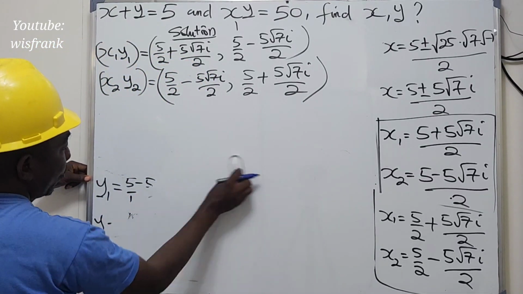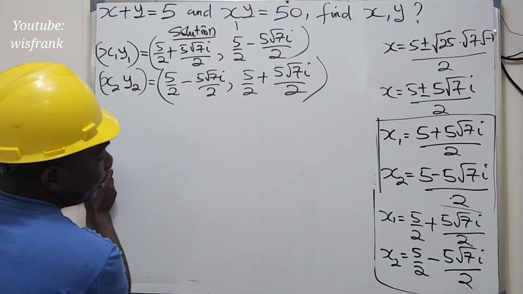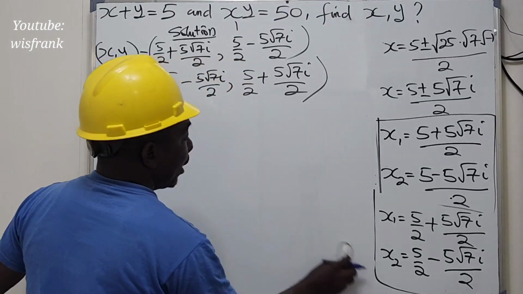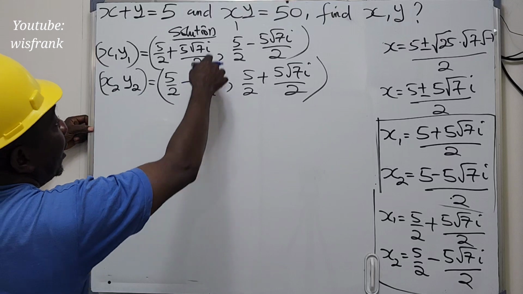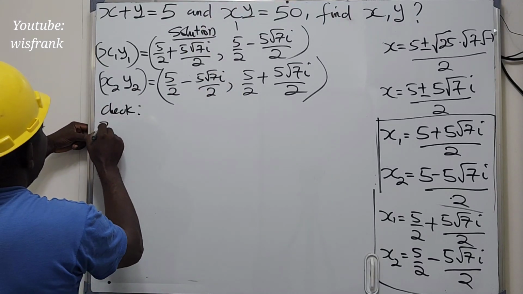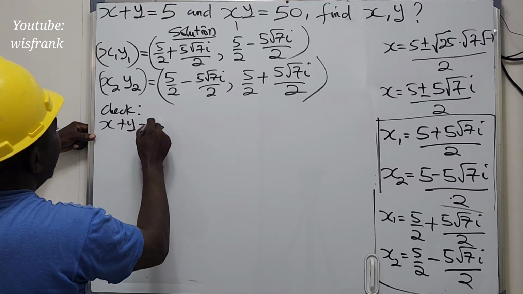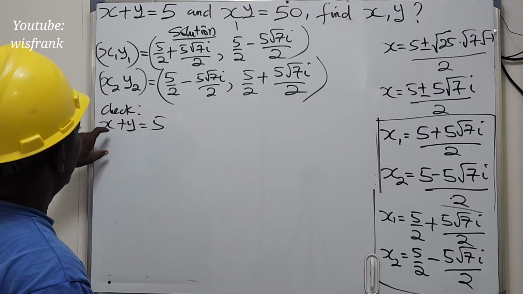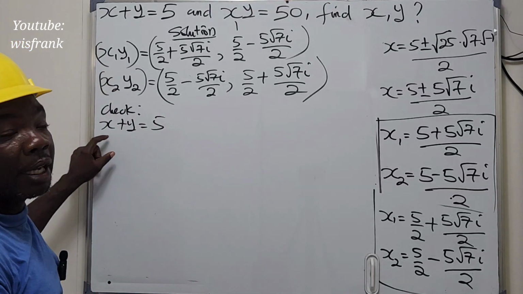But for us to check whether the answer is correct, we are going to do a very little check for us to see whether the values of what we have here satisfy that expression. So we have a little check. When we have x plus y equals 5, what does this mean? We need to put in the values of x and y.